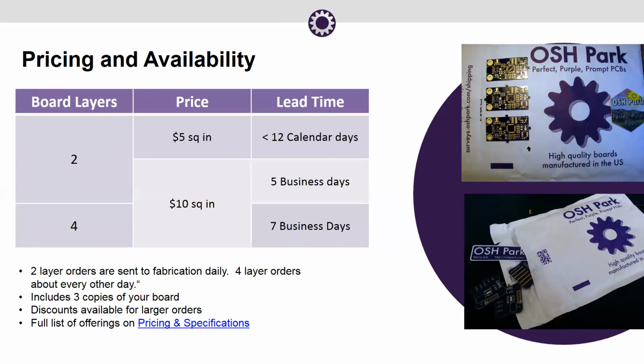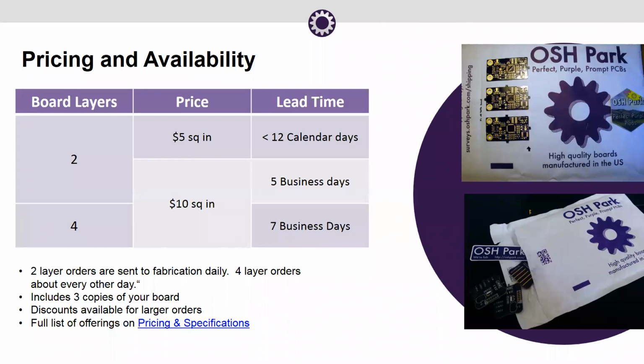Now, Drew, what is a medium order? Like 100 boards or 50 boards? What is considered a medium order that you mentioned? So with us for 2-layer boards, a medium run would be if you need over 100 square inches. Okay. And in that case, we then give a volume discount of $1 per square inch. So instead of $5 a square inch, it goes down to $1 a square inch.